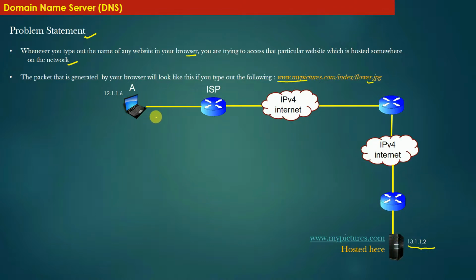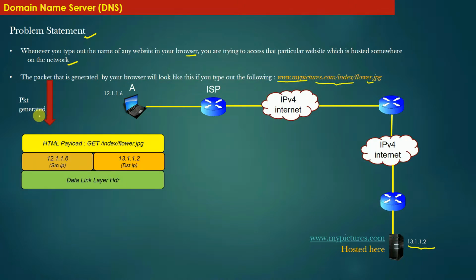So when you hit enter after typing this URL in your browser, your machine immediately generates a packet. Now what does that packet look like? That packet will have a data link layer header, which will be the source MAC and destination MAC, of course. The discussion of the source MAC and destination MAC is irrelevant here. Then on top of the data link layer is the IP header. In this IP header, the source IP address will be the IP address of your machine, whereas the destination IP address will be the IP address of the server on which the website is hosted. So in this case, the destination IP address will be 13.1.1.2, right?